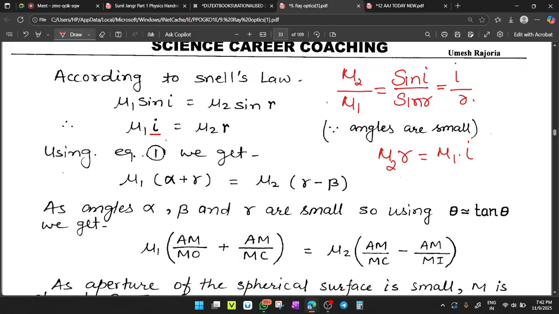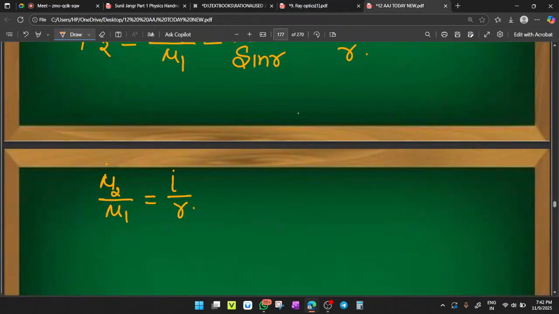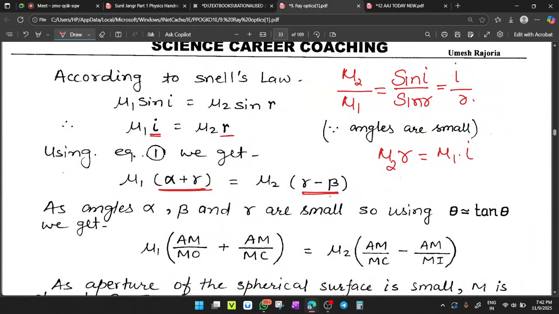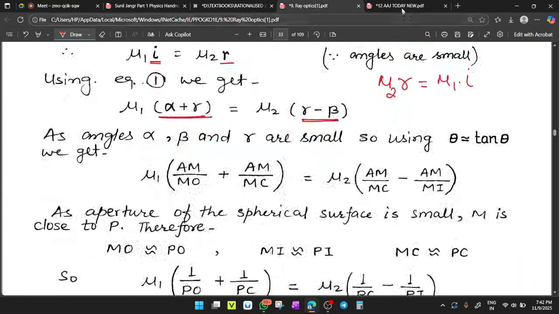Now place the angle here for I. As we have figured out, I equals alpha plus gamma, and R equals gamma minus beta. Yes or no? So R equals gamma minus beta and I equals alpha plus gamma. So we just have placed these values here.